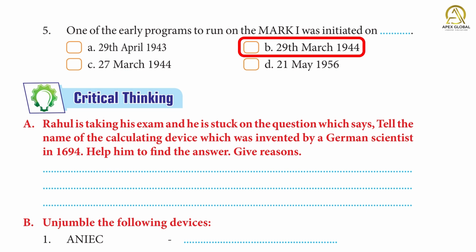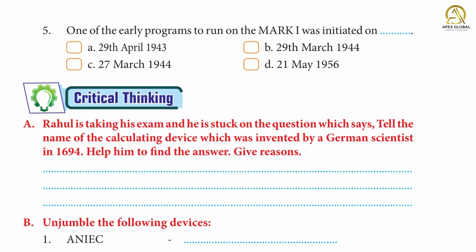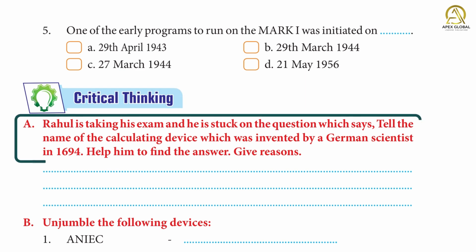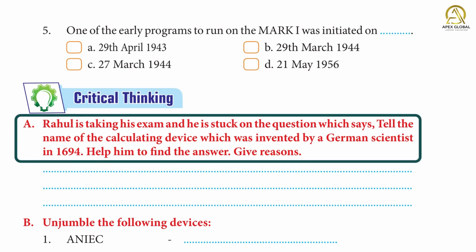Critical thinking. A. Rahul is taking his exam and he is stuck on the question which says, tell the name of the calculating device which was invented by a German scientist in 1694. Help him to find the answer. Give reasons. Answer: the German scientist Gottfried Wilhelm Leibniz created the stepped reckoner, sometimes referred to as the Leibniz calculator, in 1672 and finished it in 1694.